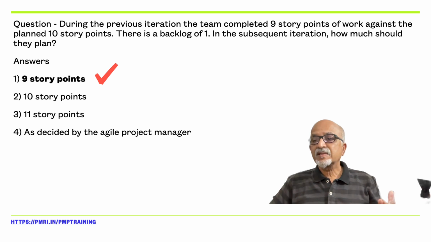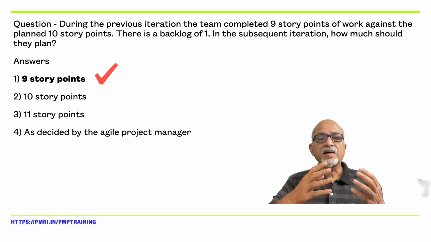But unfortunately, in the Agile world, we are talking about a self-organizing team, and the manager is more of a servant leader. So the project manager cannot unilaterally decide how many story points, because we need the team's concurrence as well.